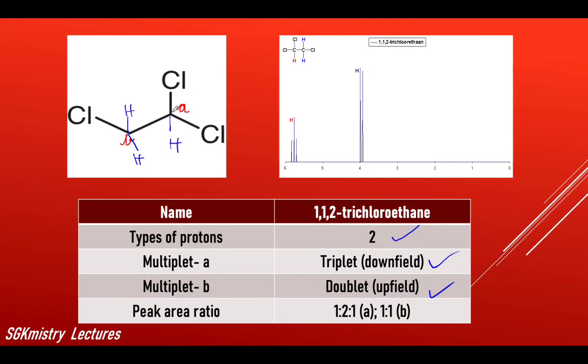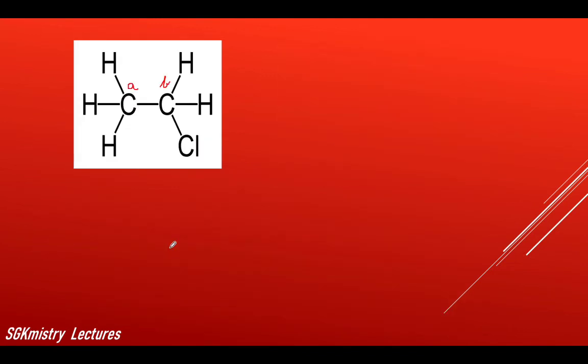Now we know that since A has 2 chlorine atoms attached to it, it will be in the downfield region, whereas B has only 1 chlorine atom, so it will be in the upfield region. So you can see here, for B, it is a doublet in the upfield region. For A, it is in the downfield region and it is having a triplet.